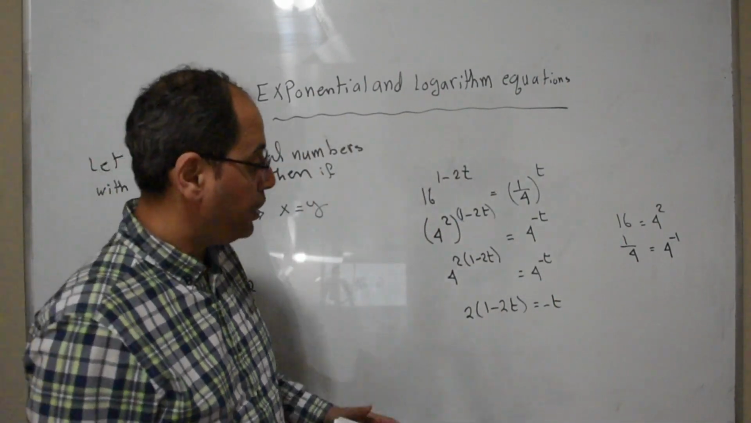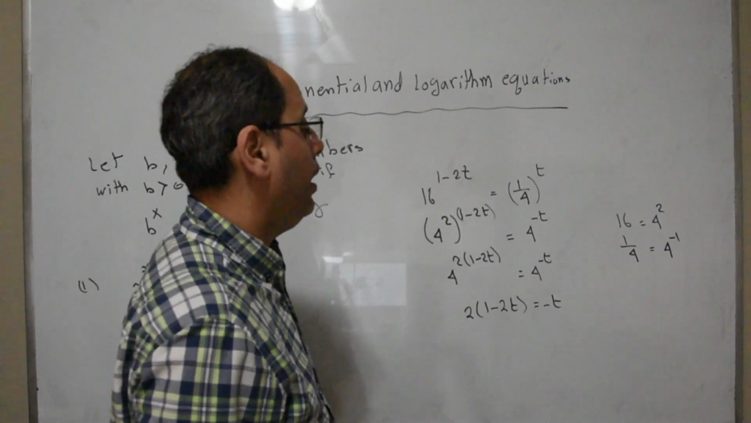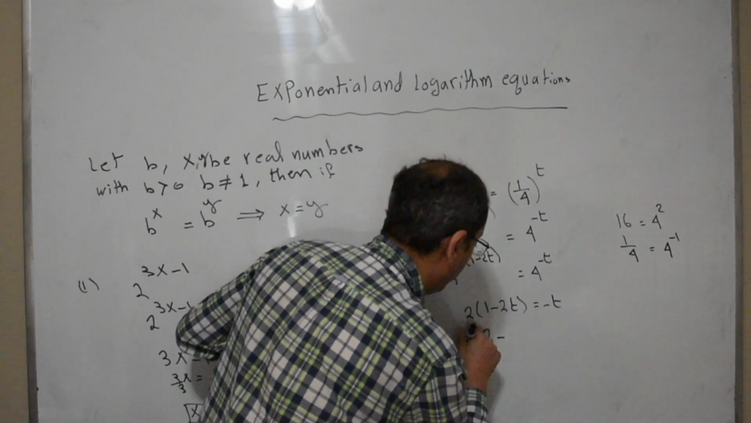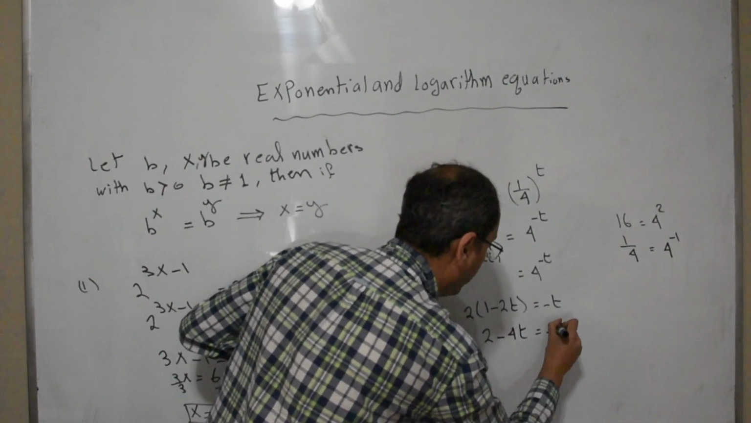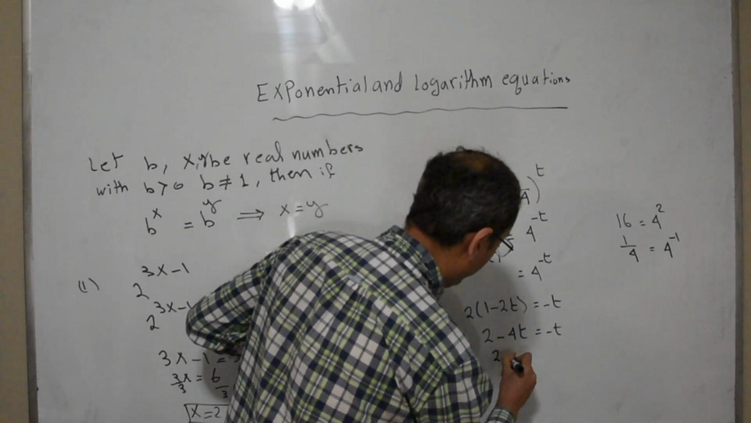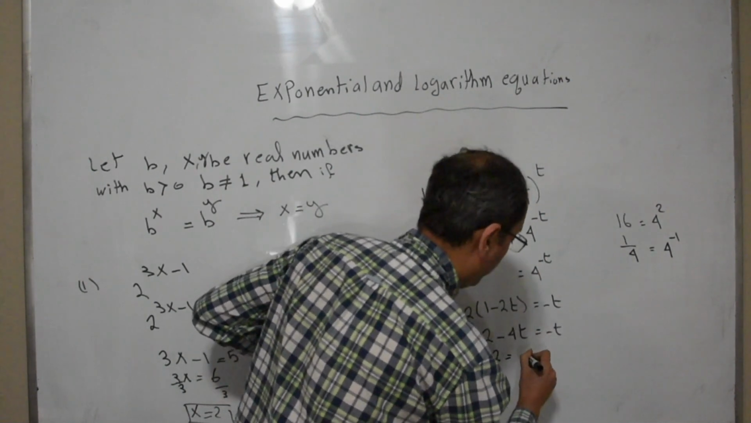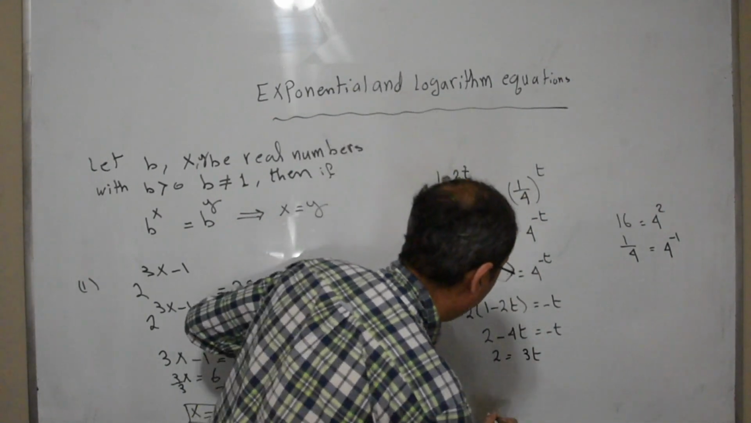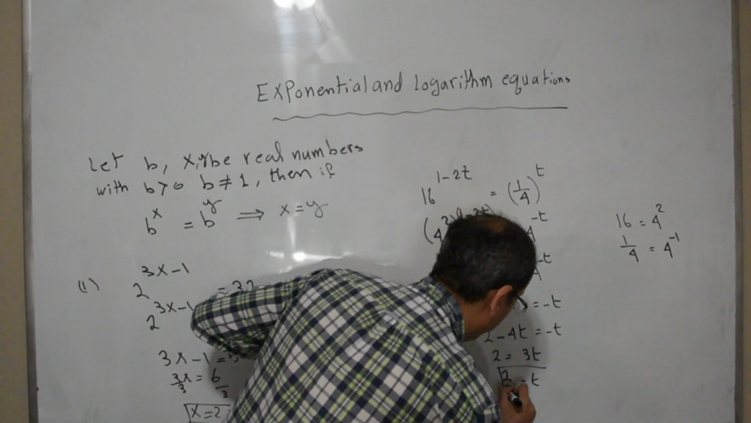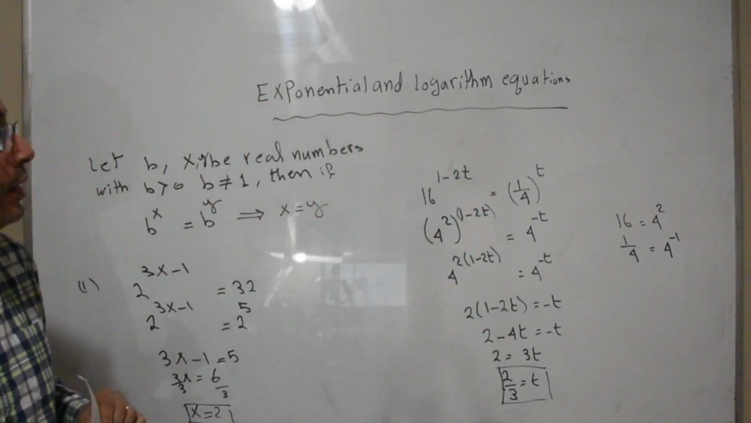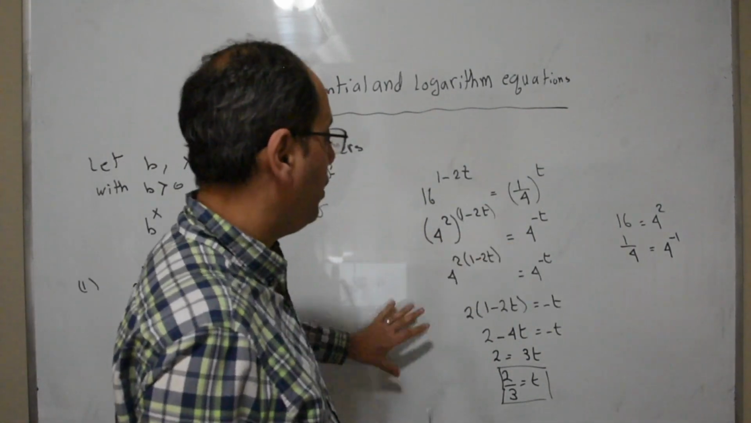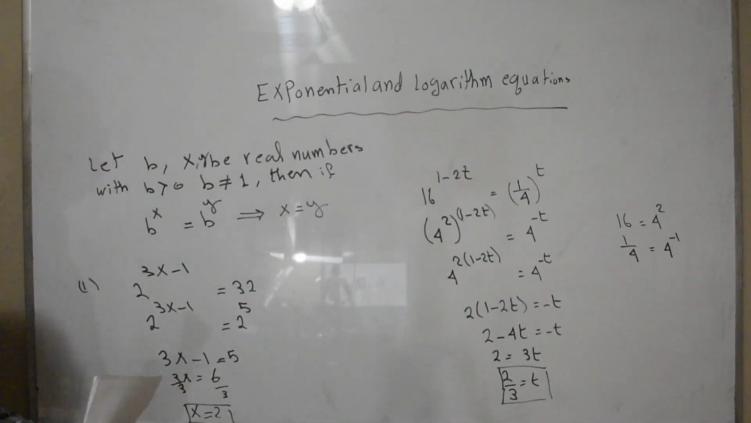Now again, I have a linear equation and I can easily solve for t. So we distribute the 2. 2 times 1 is 2, minus 4t equals negative t. I can add 4t to both sides. So I have here 2 equals 4t minus t, which is 3t. Divide by 3, so I have t equals 2/3. And this is the answer. Again, make sure that you have the same base, and then you can apply this rule.